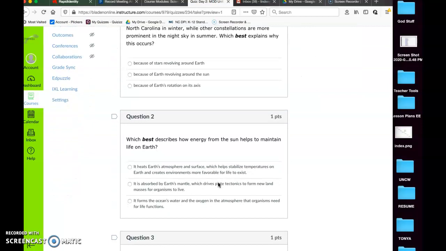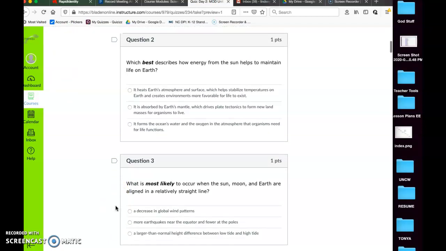Question number 2. Which best describes how energy from the sun helps to maintain life on Earth? Because it heats Earth's atmosphere and surface, which helps stabilize temperatures of Earth and create environments more favorable for life to exist. It is absorbed by Earth's mantle, which drives plate tectonics to form new land masses for organisms to live. Or it forms the ocean's water and the oxygen in the atmosphere that organisms need for life functions.